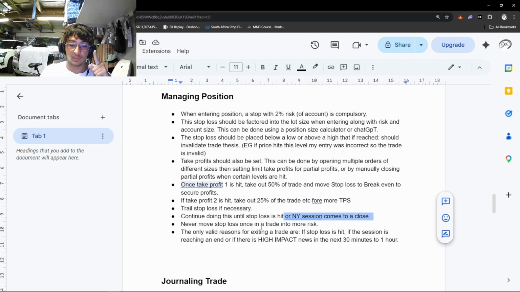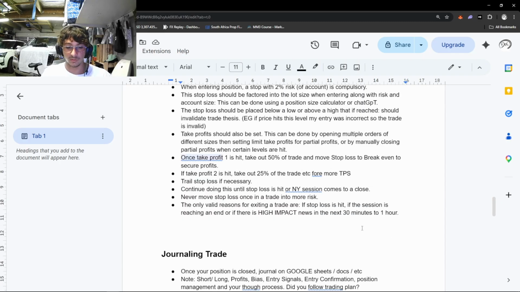Never move your stop loss into more risk once in a trade. And the only valid reasons for exiting a trade are if a stop loss is hit, if the session is reaching an end, or if there's high impact news in the next 30 minutes to an hour, or of course if you hit take profit and all of your profits are taken out, which usually won't happen.